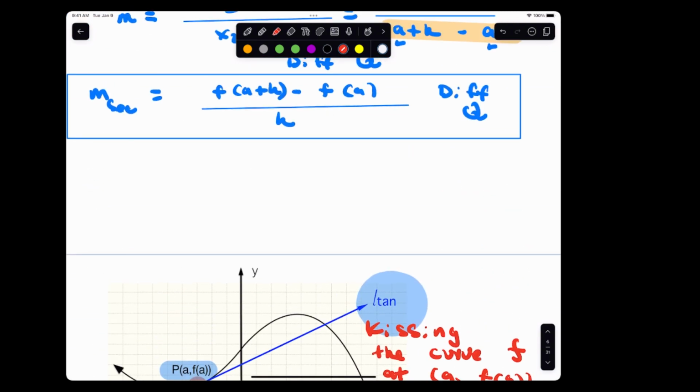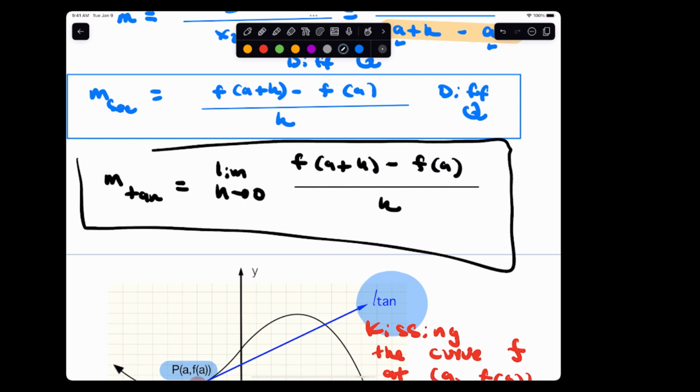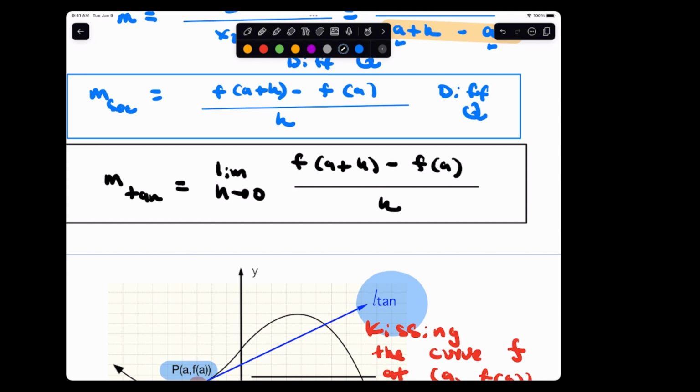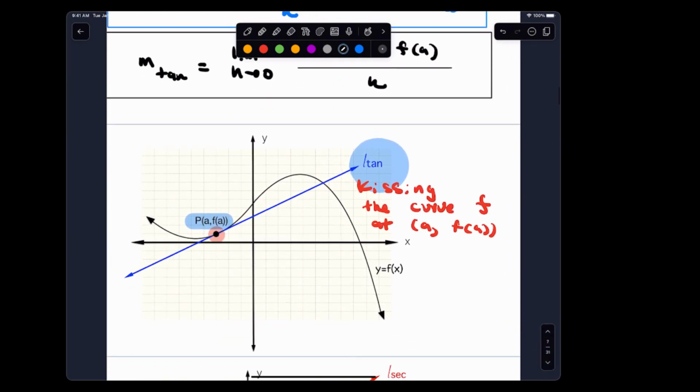Okay? You get the definition that M tangent is that limit, because this is a limit, as H goes to 0 of that difference quotient we just described. F of A plus H minus F of A, everything over what? H. That, ladies and gentlemen, is where you get, geometrically or algebraically speaking, your M tangent in this picture.